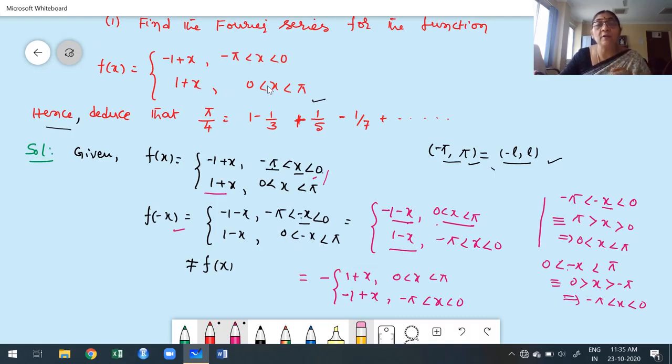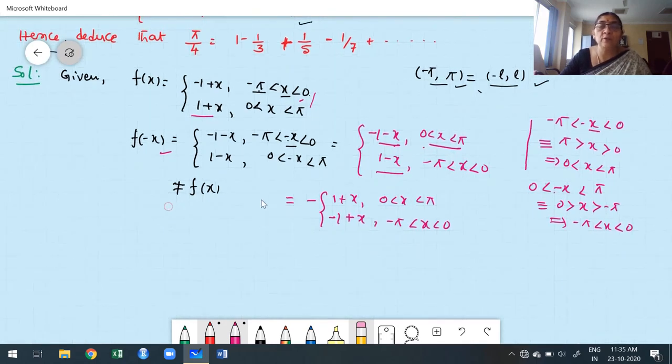You must verify both the limits. If both the limits give the same function, then it's okay. Don't take a decision based on one of the intervals. For minus pi to 0, minus 1 plus x; here also minus 1 plus x. Therefore, after taking the minus sign outside, what we get must be equal to minus of f of x. I took f of minus x in the beginning, and finally we get minus of f of x. Therefore, the given function is an odd function.